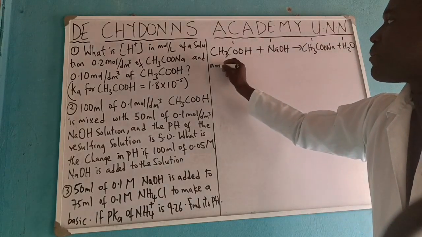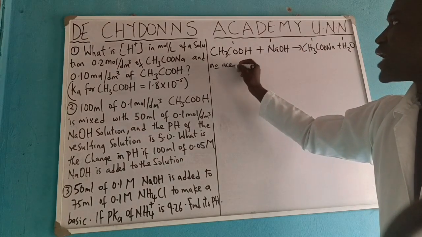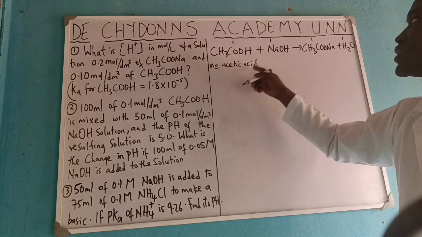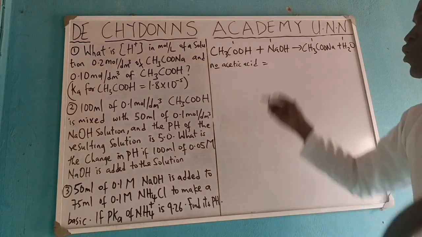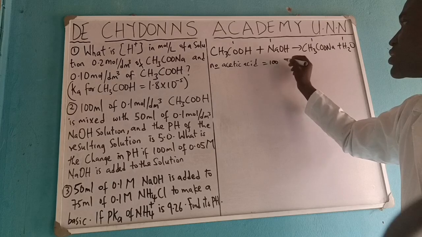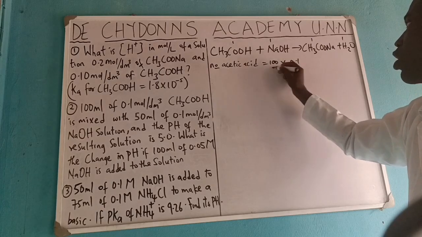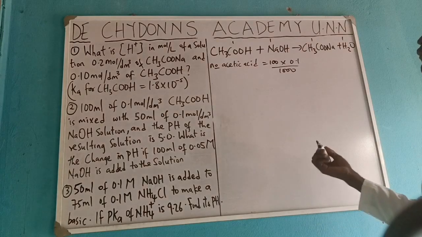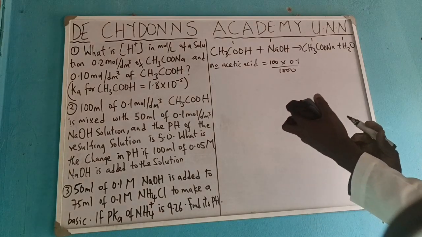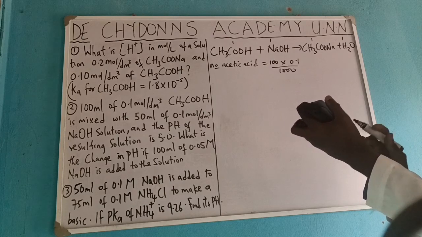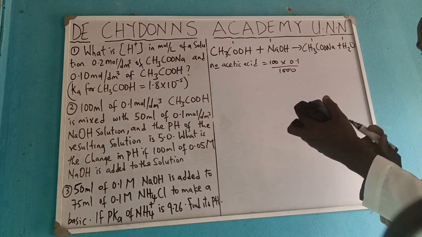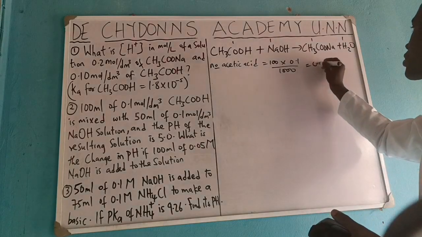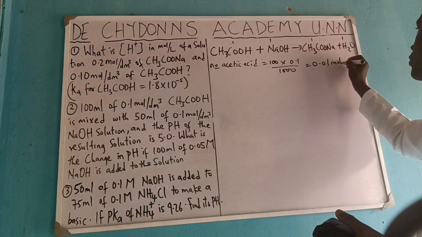Now we say number of moles of what? Acetic acid reacted. The number reacted equals 100 times 0.1 all over 1000. That will tell you how many moles of it reacted. You now say 100 times 0.1 divided by 1000, which gives us 0.01 moles.